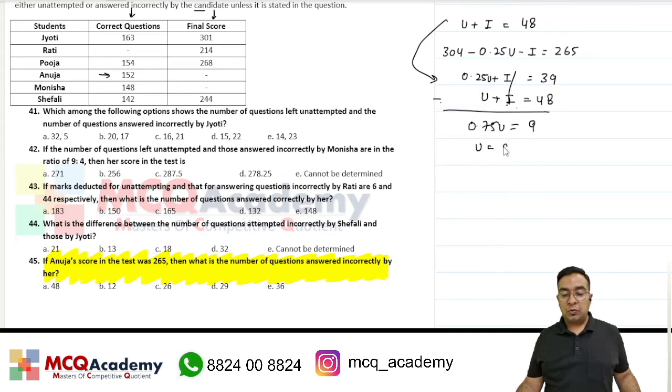So u is equal to 9 upon 0.75. This is equal to 100. 25 threes, 25 fours, 3 threes are 9. So the number of unattempted questions is 12. हमसे यहाँ पे पूछा गया इनकरेक्ट का नंबर, दोनों का टोटल था 48, तो 48 minus 12, this will be equal to 36. Therefore you will mark E as the answer to this question.